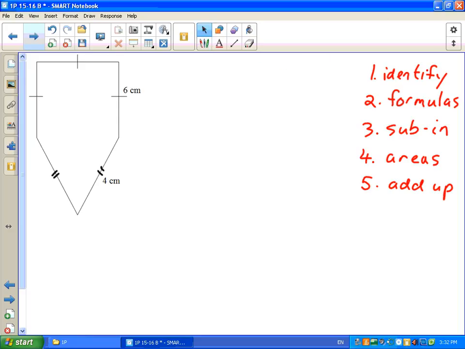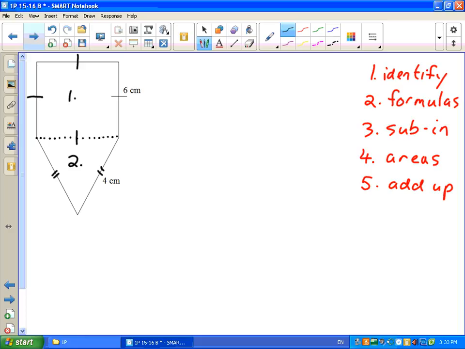And I'll just switch colors here. So, what 2 shapes do we have here? Well, if I draw a dotted line across like this, it makes it a little bit easier to see that up here, shape number 1 is going to be a square, because these little tick marks tell us that all of these sides are the same length. And down here, obviously, I have a triangle. So my 2 shapes are going to be a square and a triangle.